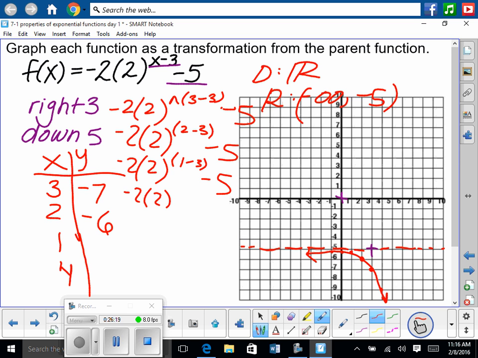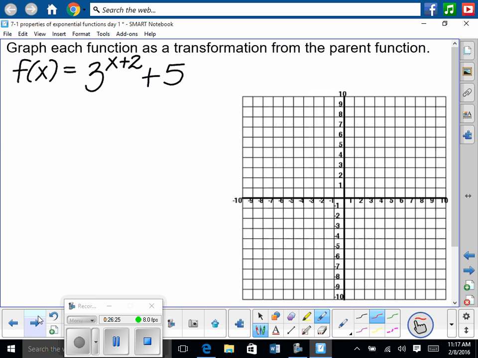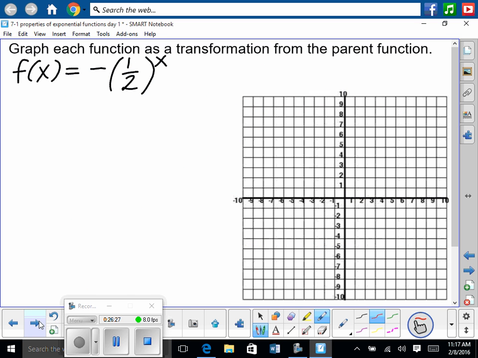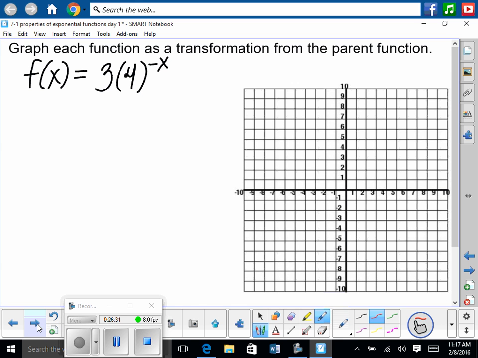Do we need to do another one like this? No. You're sure? Can you draw in your new asymptote? Okay, with this one, is there a shift left and right? No. Is there a shift up and down? Yeah. Okay, what about this one? Is there a shift left and right? Nope. Right? There's not.